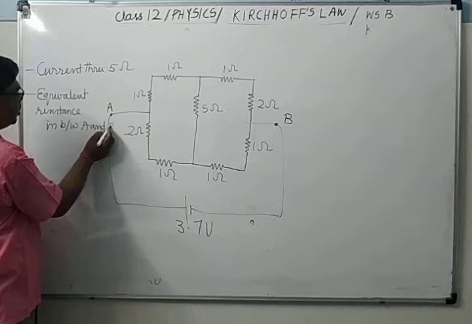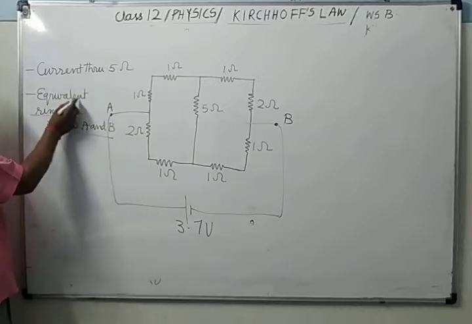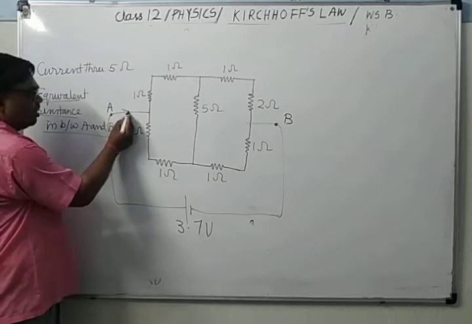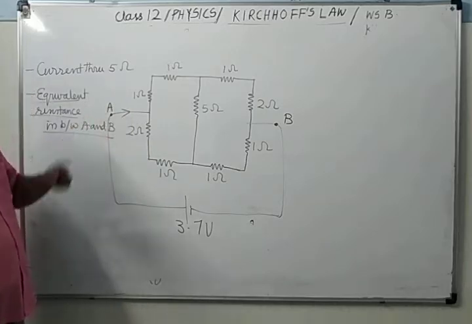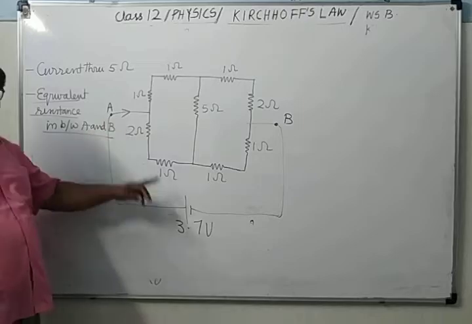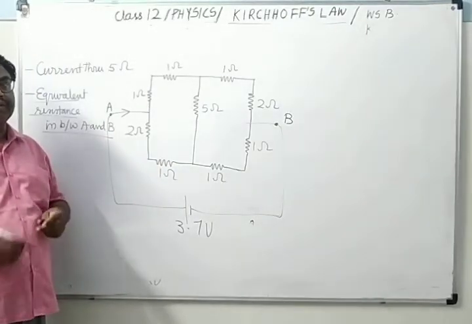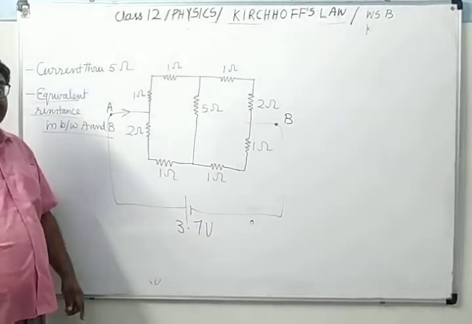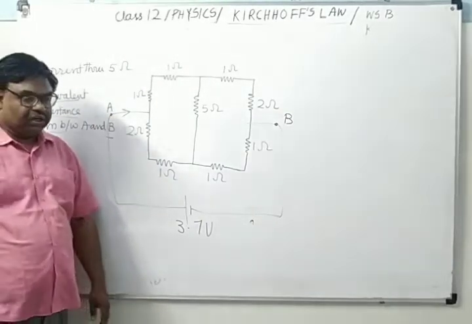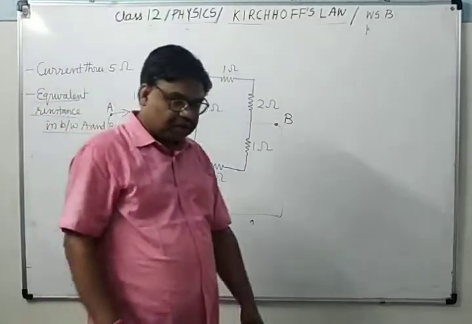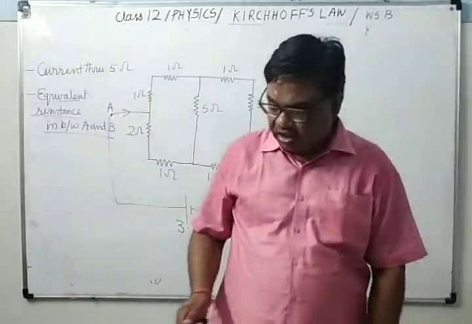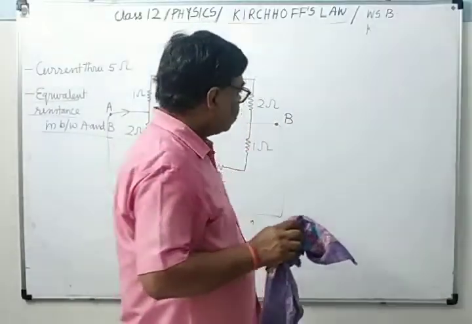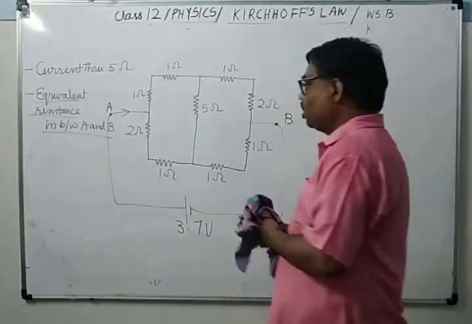See here, how will you determine the equivalent resistance between A and B? First you will find the total current, the current which is here at this point. So total current is known, voltage is known, so R equals V upon I. That way you will find the total current. It's clear? And then V upon I will be the resistance. That also you will do by Kirchhoff's law.